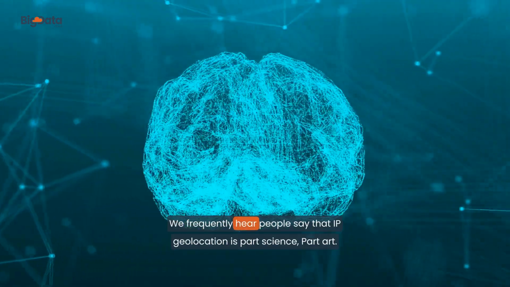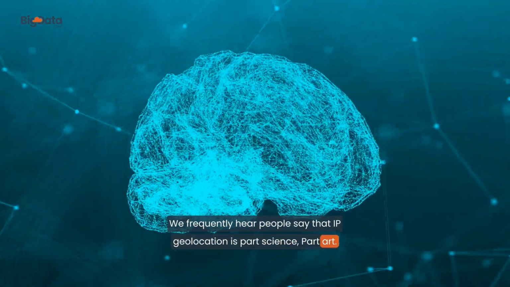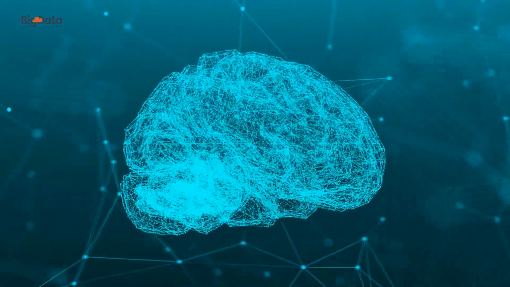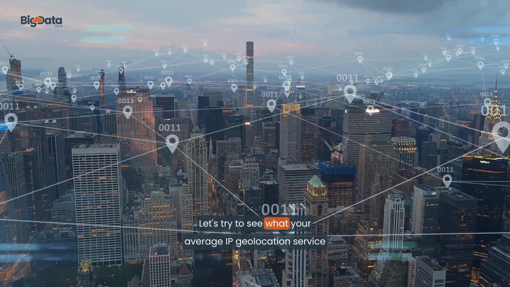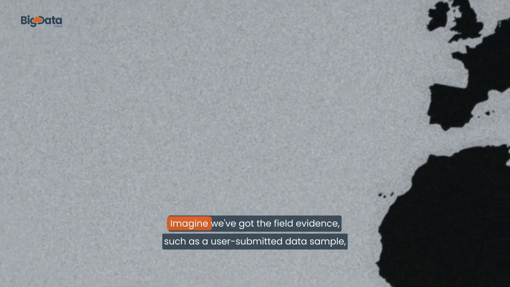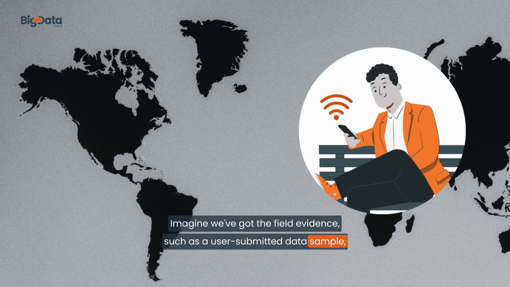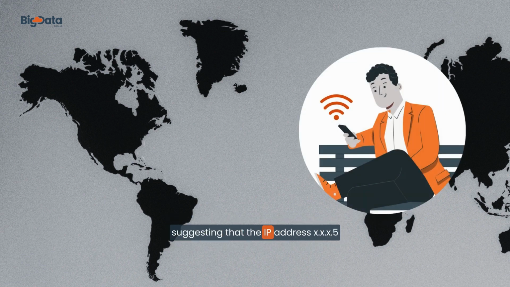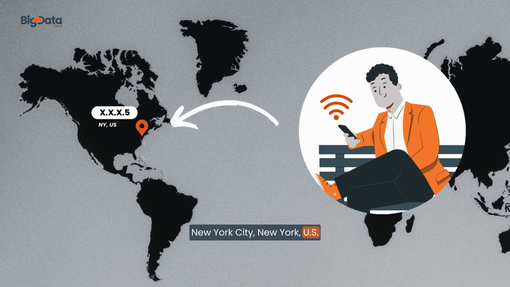We frequently hear people say that IP geolocation is part science, part art. Well, here is the art part, the art of guessing. Let's try to see what your average IP geolocation service provider is dealing with. Imagine we've got the field evidence, such as a user-submitted data sample suggesting that the IP address x.x.x.5 was used today somewhere in Manhattan, in the center of New York City, New York, US.